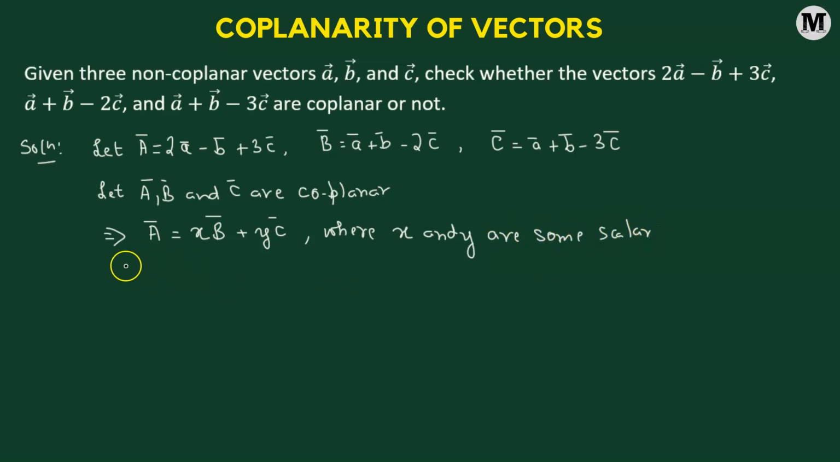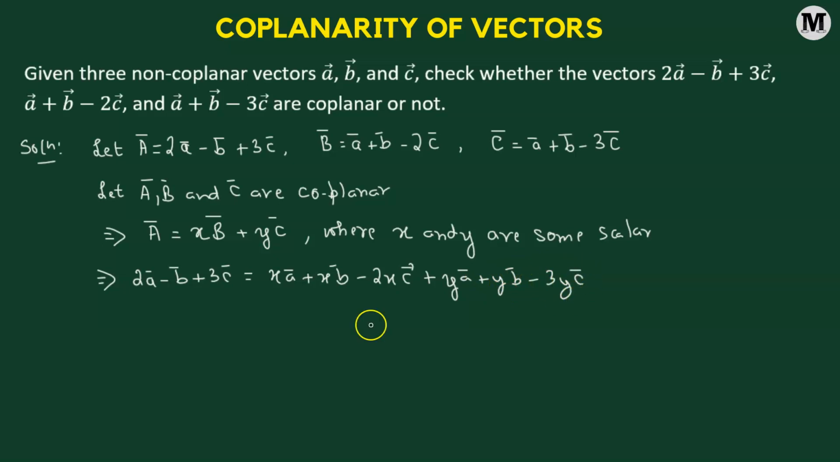Now we will substitute the values of A vector, B vector and C vector. So A vector is 2 times A vector minus B vector plus 3C vector. X times B vector means we have x times A vector plus x times B vector minus 2x times C vector. This is going to get added to y times C vector, so we have y times A vector plus y times B vector minus 3y times C vector. Now we're going to combine all the like terms together.